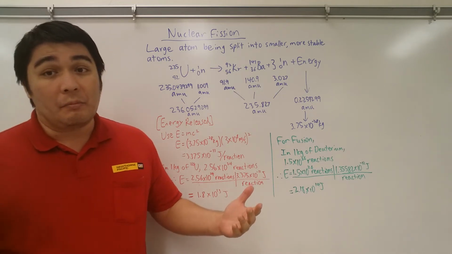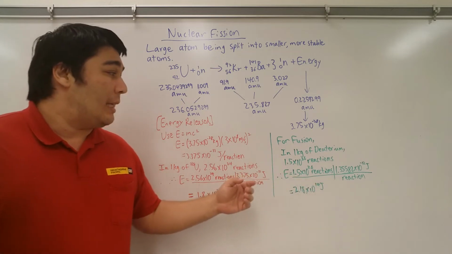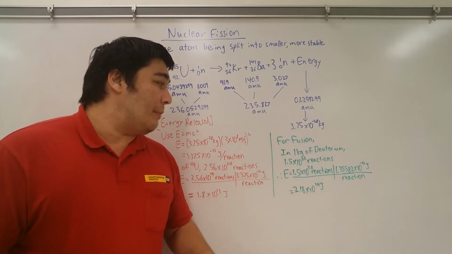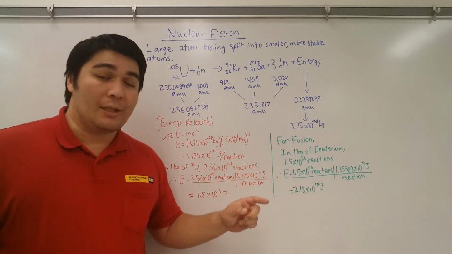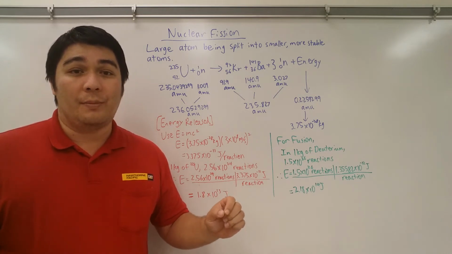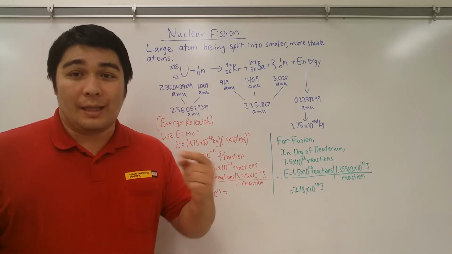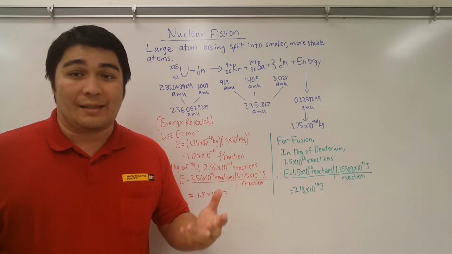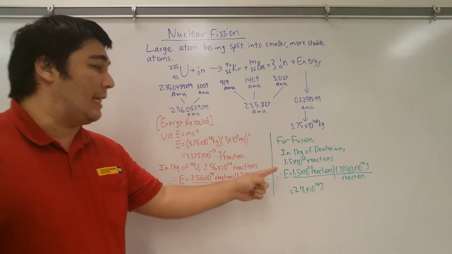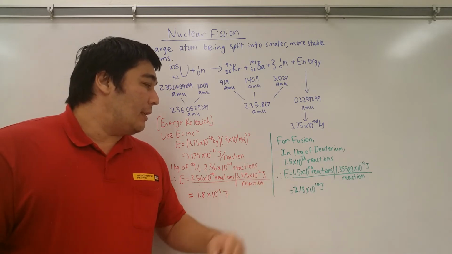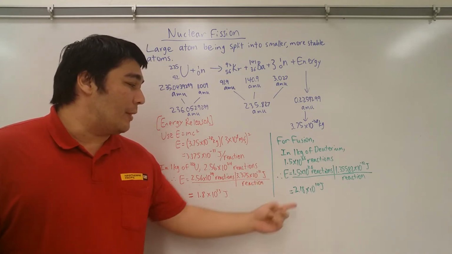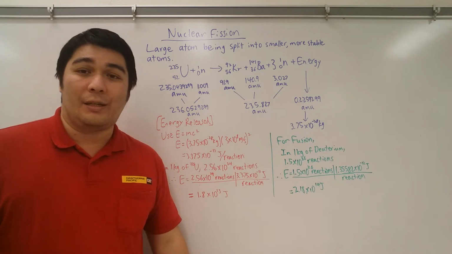But let's compare, right? We've got fusion now. I've got 1 kilogram of deuterium, and there are 1.56 times 10 to the 26 reactions, because deuterium is just a much smaller atom, so you can fit more into that 1 kilogram. And also they're very light. So when you've got heavy atoms versus light atoms, the energy for that is going to come out to about 2.18 times 10 to the 14th joules.